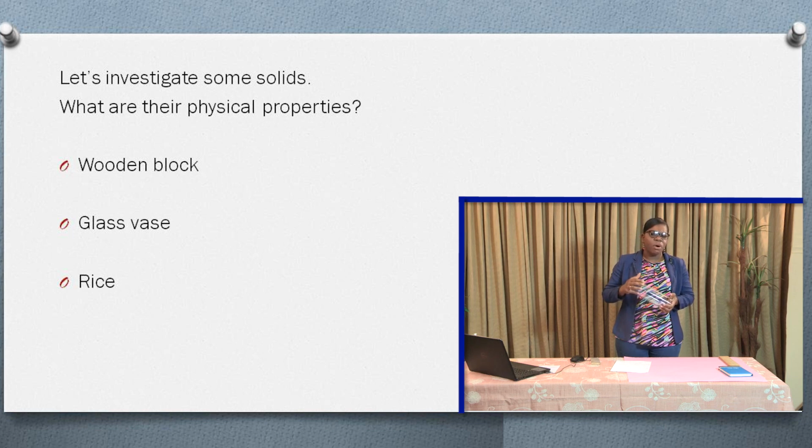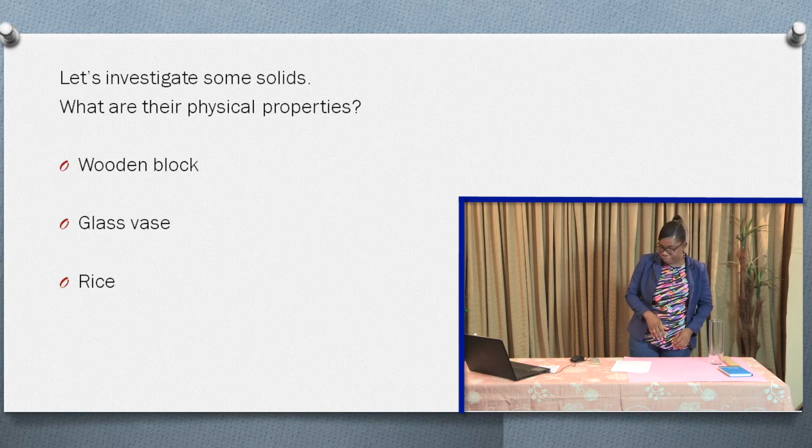What about making it smaller? Can we compress it? Let's see. No, like the wood, it's difficult to compress. What about the shape? Can we change the cylindrical shape of this vase into a ball? No, it's very difficult. So those are the properties of this vase.